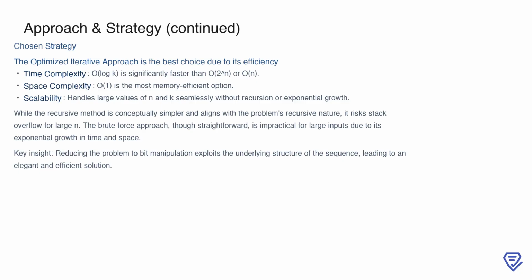The key insight driving this strategy is the use of bit manipulation to directly determine the kth symbol based on the binary structure of the sequence. This not only simplifies the computation but also highlights the elegance of reducing a seemingly complex problem to a simple mathematical operation. Overall, this approach effectively balances efficiency, scalability, and simplicity, making it the optimal choice for solving the problem.